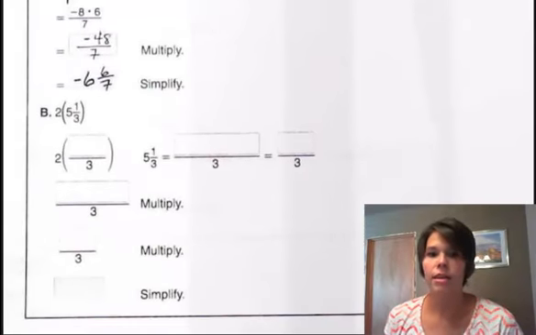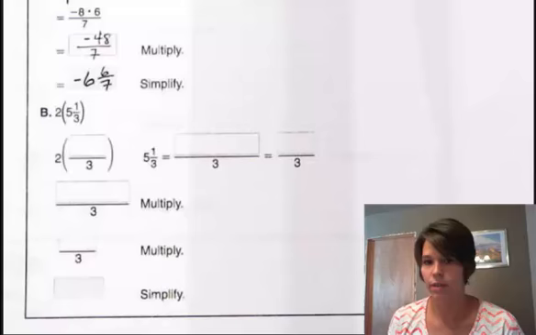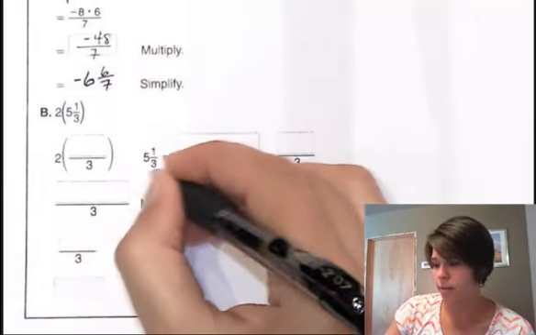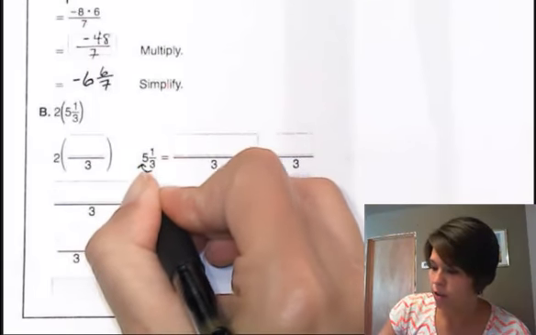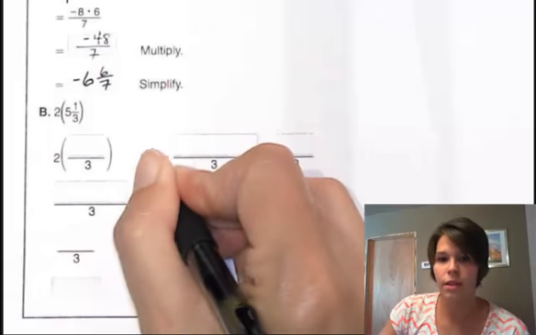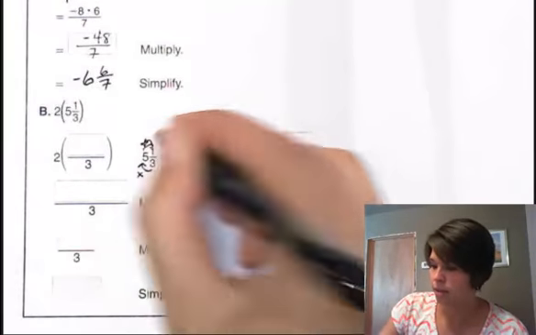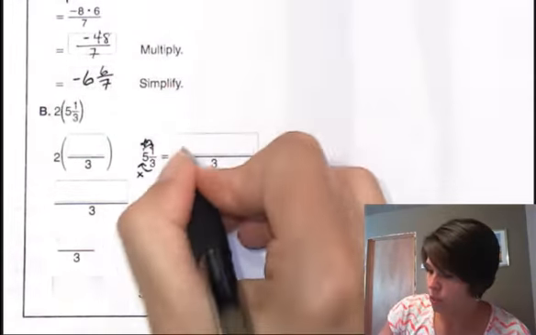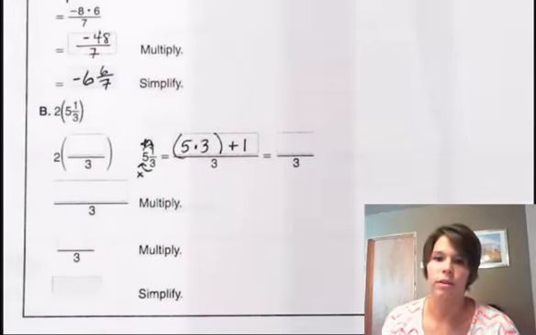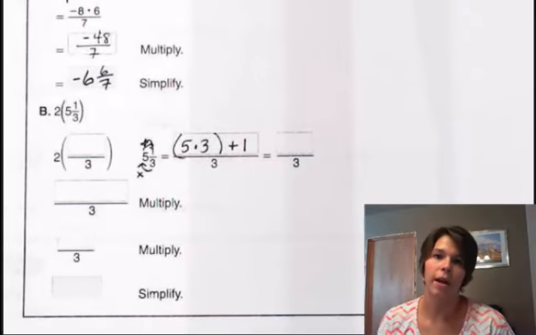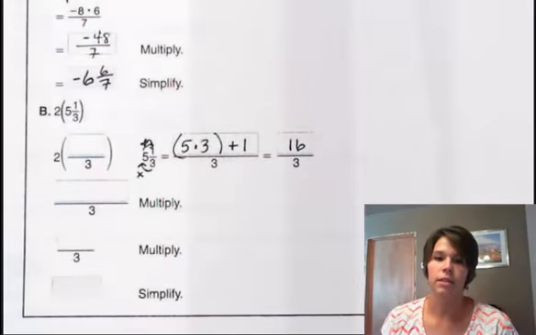Okay, part B. This time we're multiplying a whole number times a mixed number. So there's a couple ways we can think about doing this. First, over here on the side, I'm going to change this mixed number into an improper fraction. The way I do this is I call it circle math. I'm going to multiply my denominator times my whole number, and then I'm going to add my numerator. So this looks like 5 times 3 plus 1. So I multiply my denominator times my whole number, add my numerator. 5 times 3 is 15 plus 1 is 16 thirds.